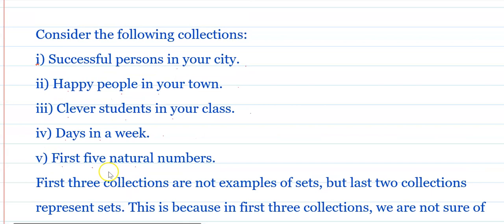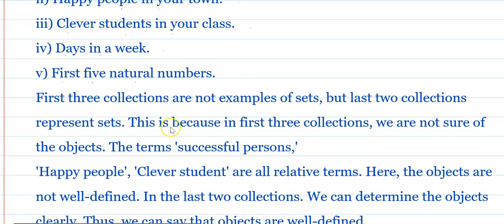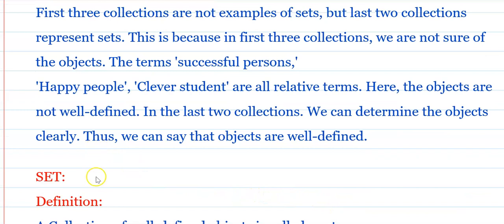First 3 means what? Successful persons in your city, happy people in your town and clever students in your class. This is because in the first 3 collections we are not sure of the objects. The terms successful person, happy people, clever students are all relative terms. They depend on the person. Here the objects are not well defined. In the last 2 collections, we can determine the objects clearly. Thus we can say that the objects are well defined.